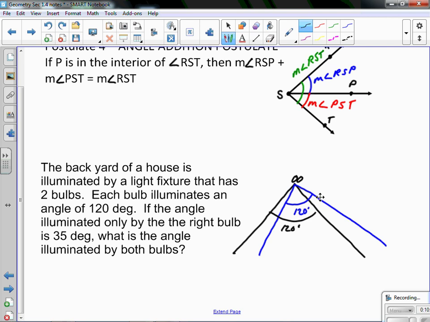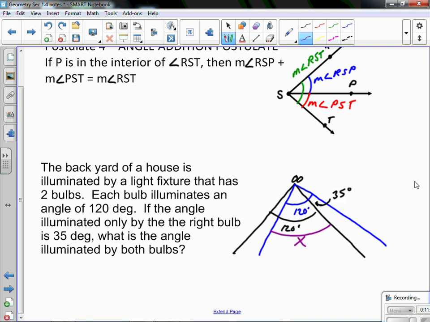It says the portion lit only by the right bulb, which would be this section right here, is going to be 35 degrees. So it wants to know what is the part that is illuminated by both, which would be this section down here in between, which is going to be our X. So we know that the blue angle here is all of the right bulb. This part is just the right bulb that lights it up, and then the rest is the overlap.